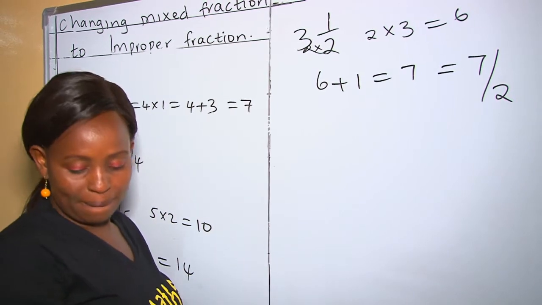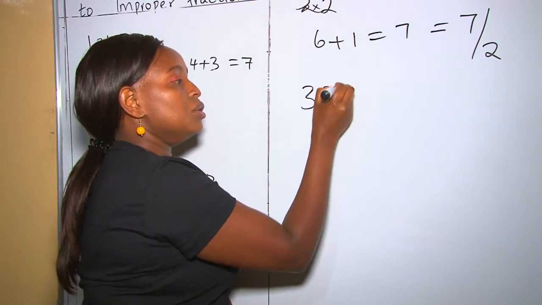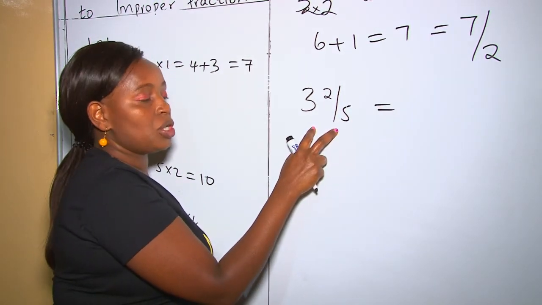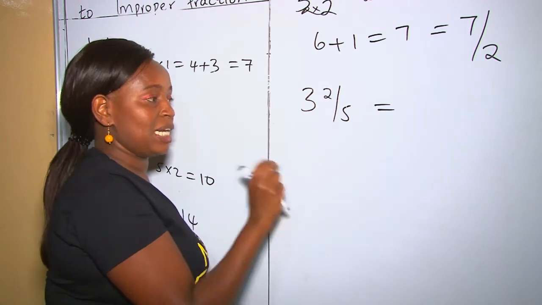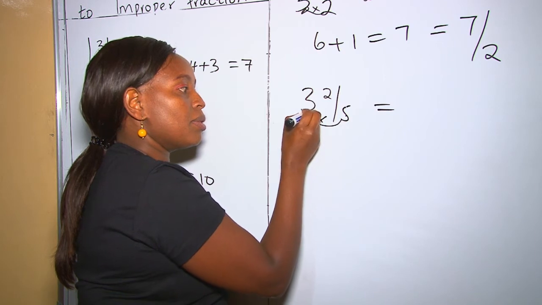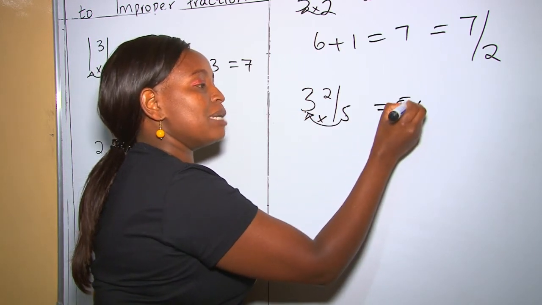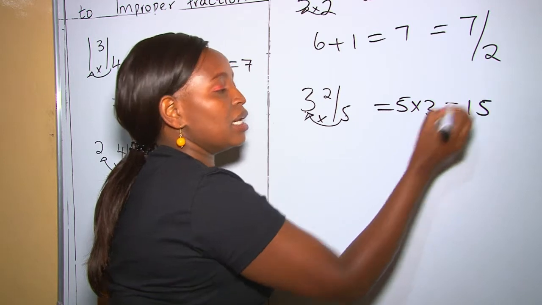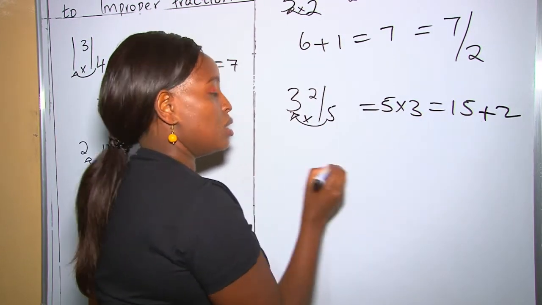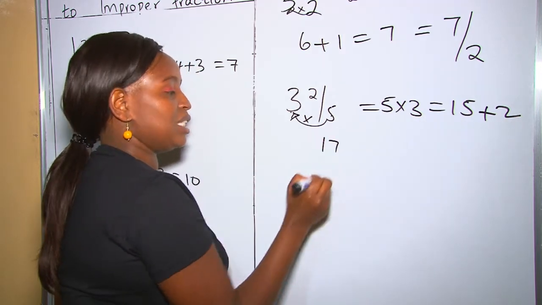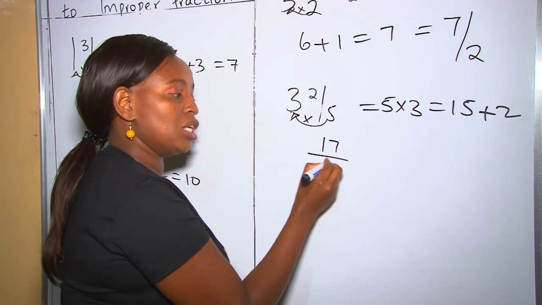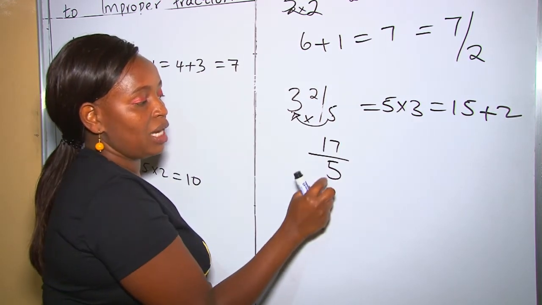The other example, 3 and 2 out of 5. These are mixed fractions. Therefore, we follow the 3 steps. That is, we multiply the denominator by the whole number. 5 times 3, which is 15. After getting your answer, you add to the numerator, which is 2. 15 plus 2 is 17. Then our denominator remains. So over our denominator, which is 5. And the answer is 17 out of 5.